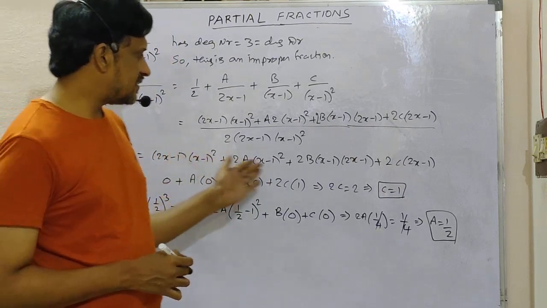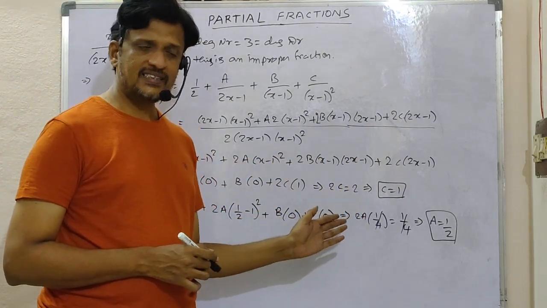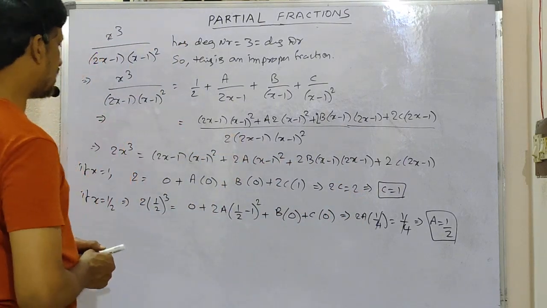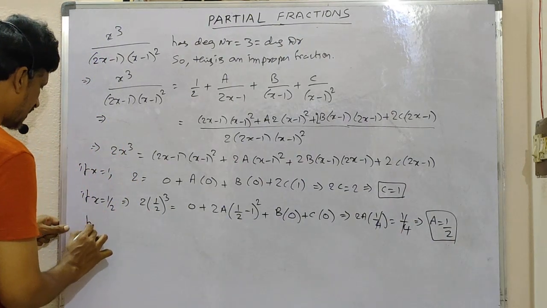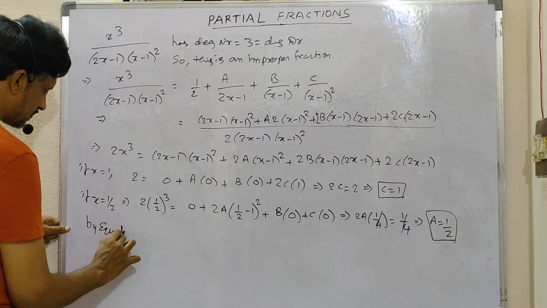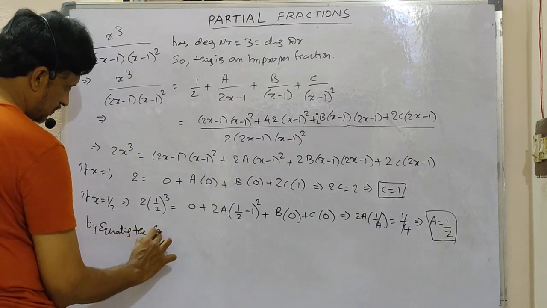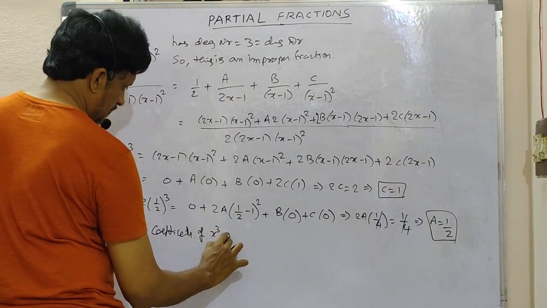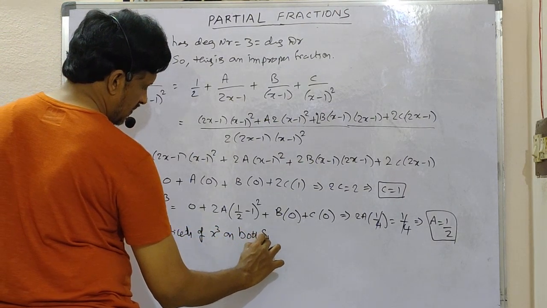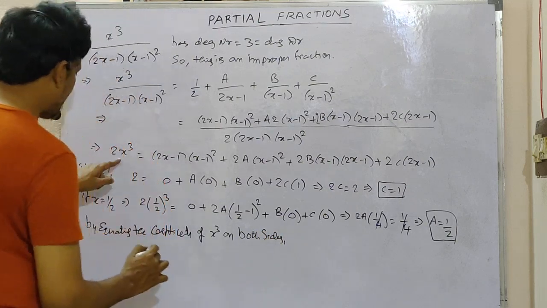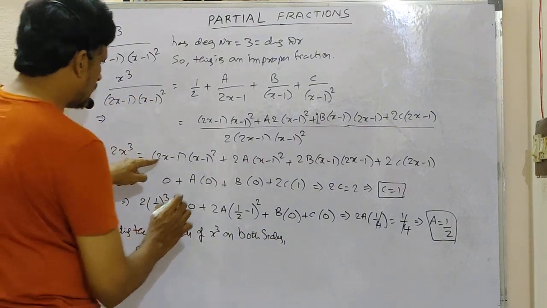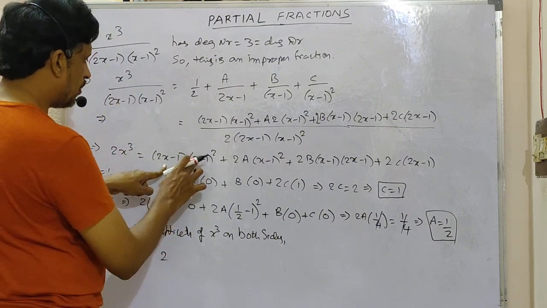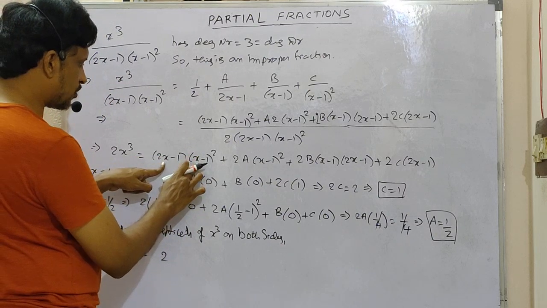To get b, we don't have any other factor to make 0. That is why we equate the coefficients of any like powers of x on both sides. So by equating the coefficients of x cube on both sides, then we get 2x cube. So 2 is equal to, here x square into 2x. So 2x cube we are getting. Okay, x square into 2x gives 2x cube.